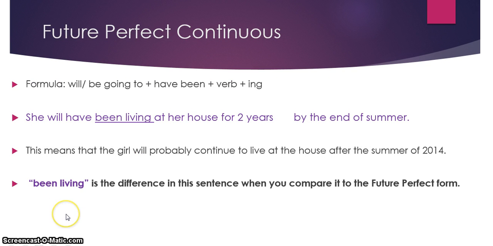Now let's look at the future perfect continuous. The formula is will or be going to plus have been plus your base verb plus ing. So I could say she will have been living at her house for 2 years by the end of the summer. Because I have been living here, it's going to be, that's the difference between this sentence and when you compare it to the future perfect form. And this sentence means that the girl will probably continue to live at the house after the summer of 2014.